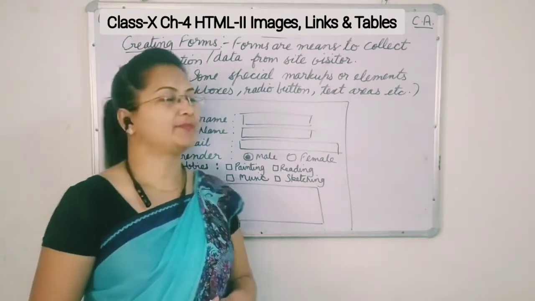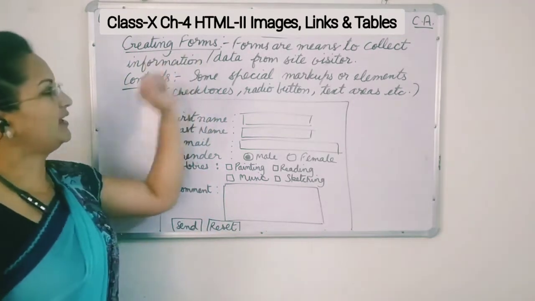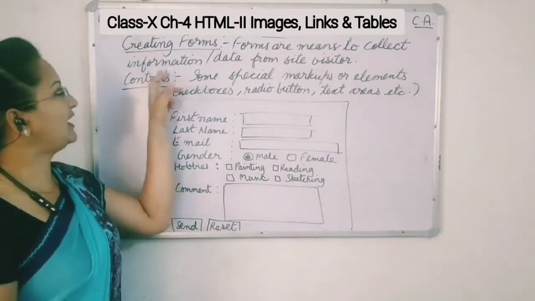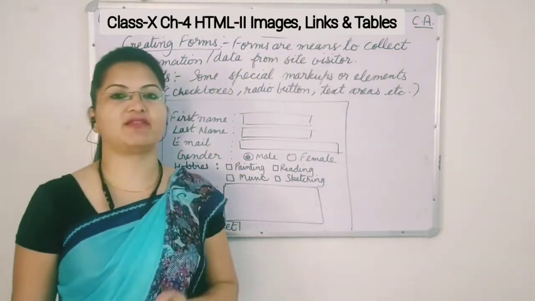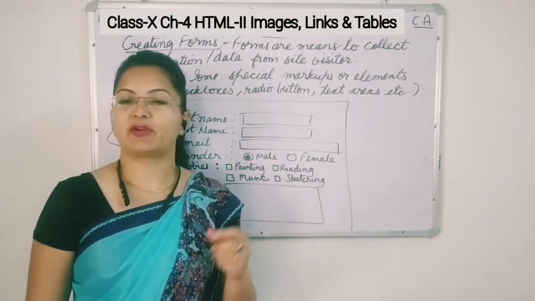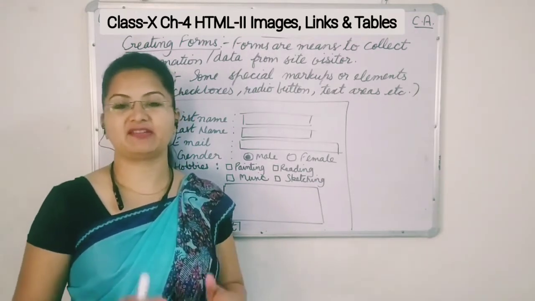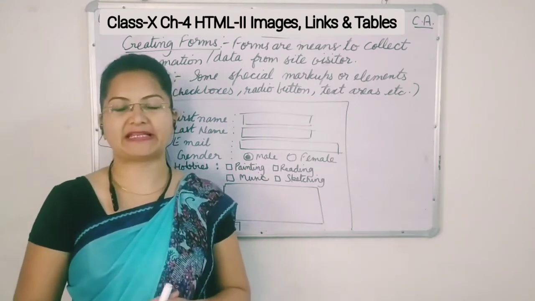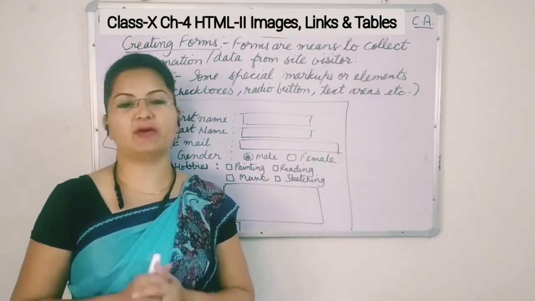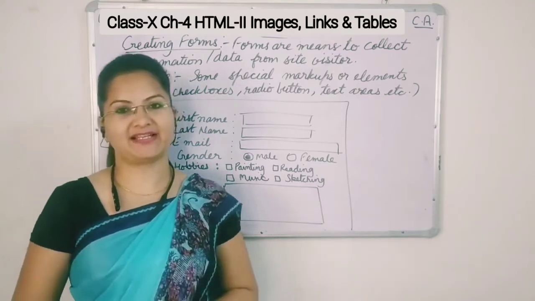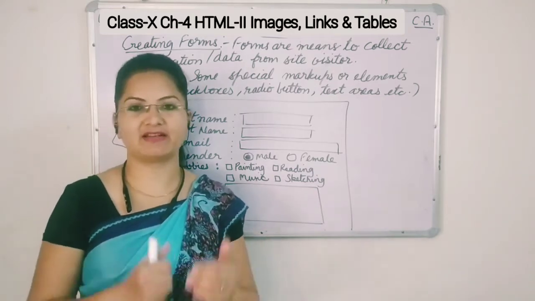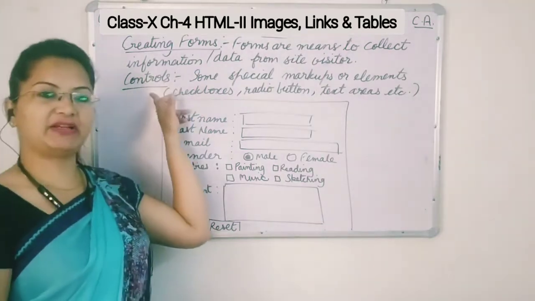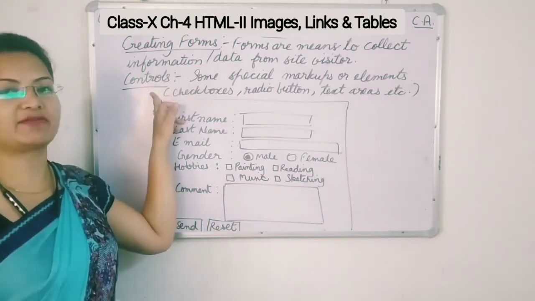So forms are a way to collect information or data from site visitors. Site means website. If someone is visiting a website and fills in a form, that means the website is collecting data from the visitors through the form. So how can it be done? It can be done with the help of controls.